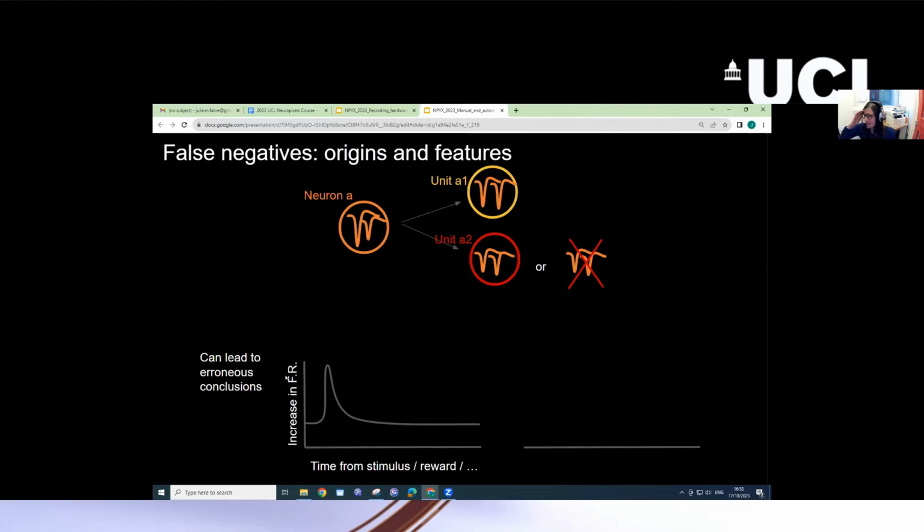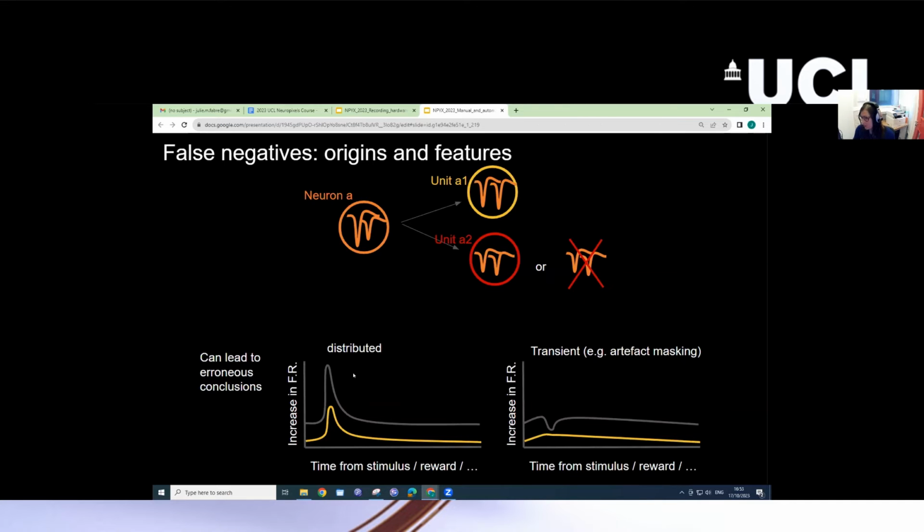And false negatives is the opposite. So you have spikes from a neuron, which can have some variability, for instance, in amplitude. Not all spikes are entirely identical. These can mistakenly be separated in two different units, here A1 and A2, when in fact they originate from the same neuron. And another option is also if there are lower amplitude spikes, these can be simply not detected at all. And this can also lead to erroneous conclusions where you perhaps think that your neuron has a lower firing rate than what it truly has, perhaps a lower response. This is in the case of distributed false negatives.